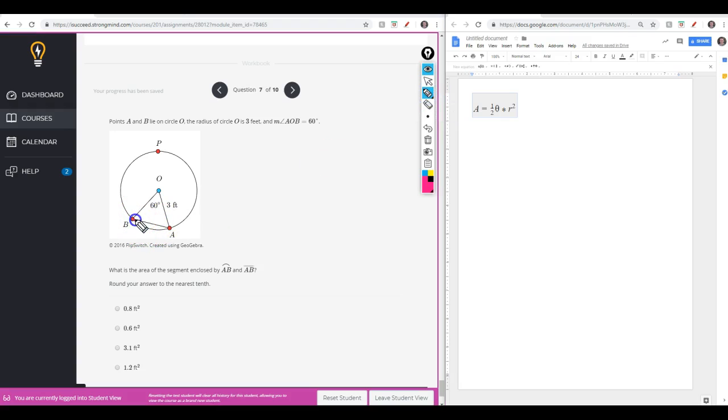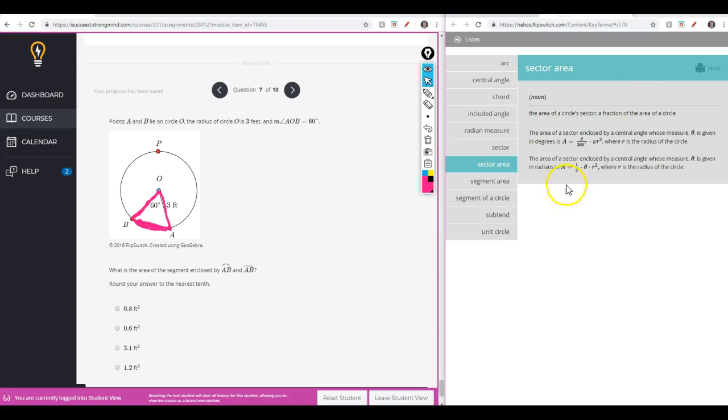Okay, so it wants to know just what this little portion right here, what that area is. If you notice, that is the top half of a sector. So we're going to find the area of a sector. And again, jumping over the key terms, we see that the angle is in degrees, so we're going to use this formula.